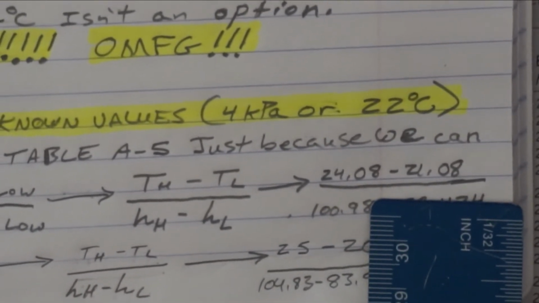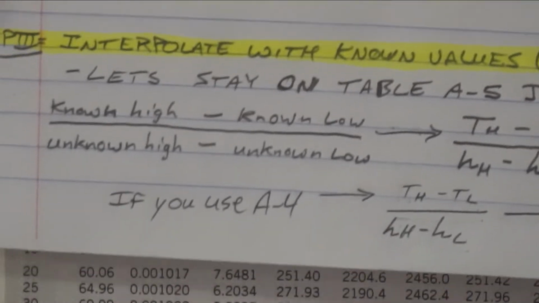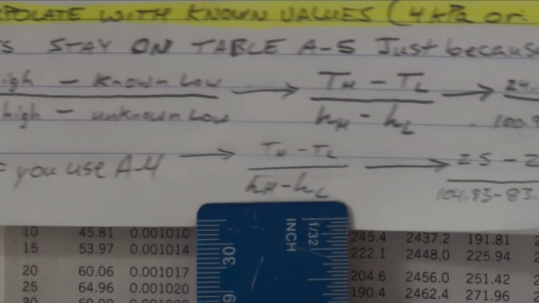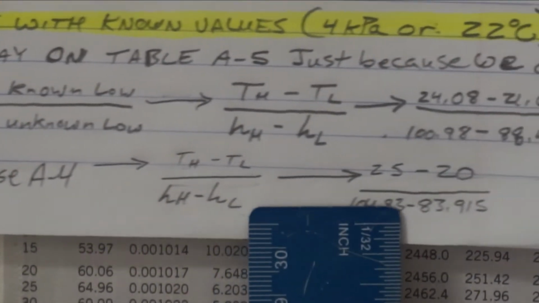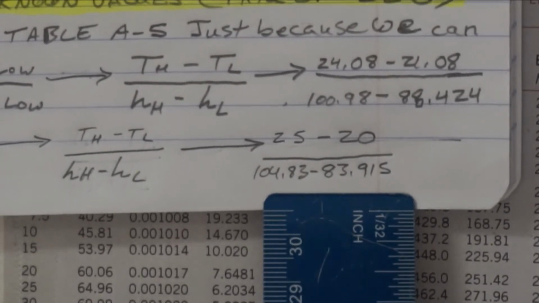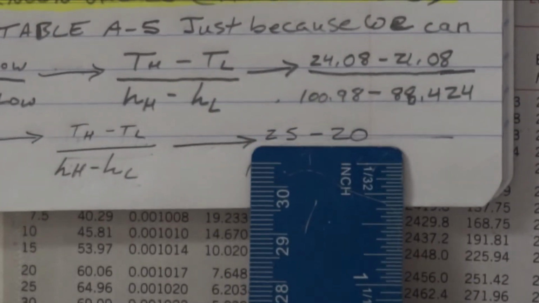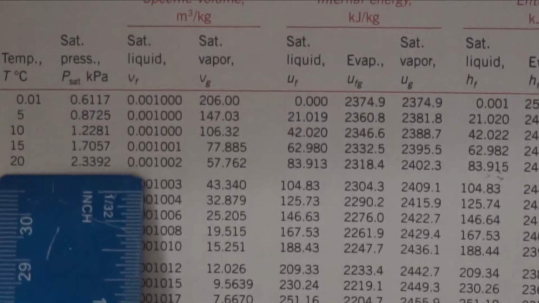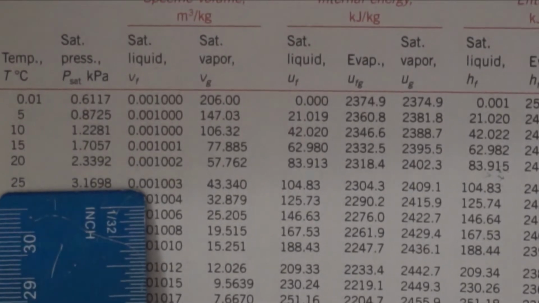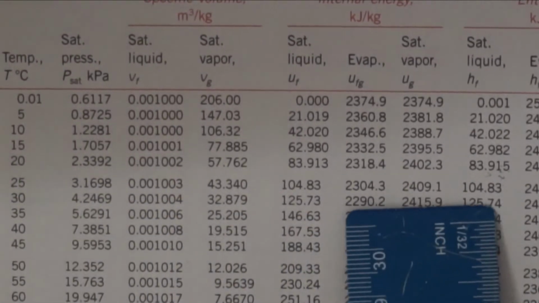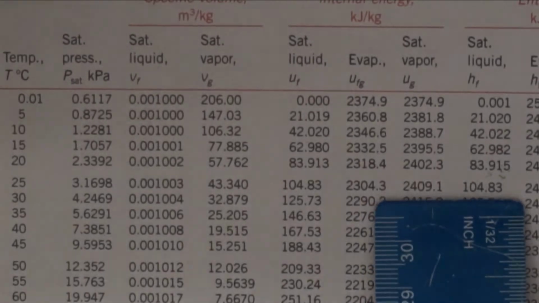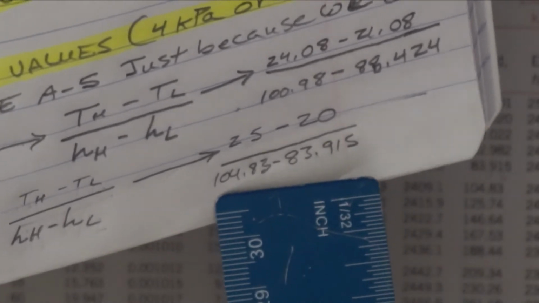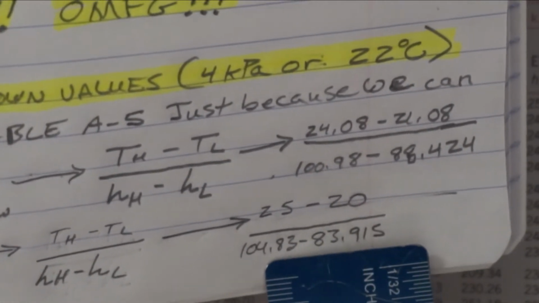If you decide, for whatever reason, you want to use table A4, this is what it'll still look like. But these are the different values because 22 is between these two numbers on the chart. So let's look at it real quick. 22 is in between. It's in this big gap right here somewhere. So at 25, we'll come over here and we'll look at HF, which is 104.83, and then the low is 83.915. See? And that's what we put right here.